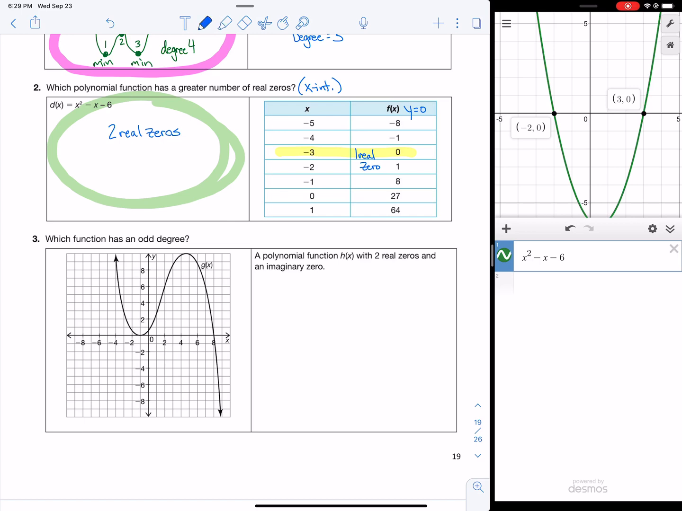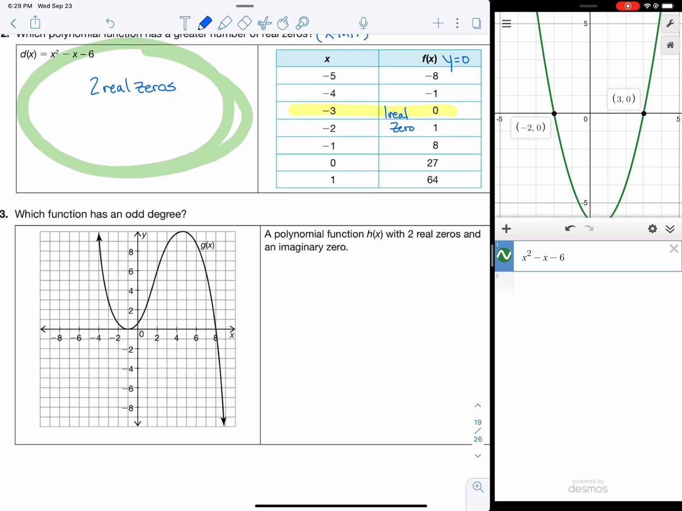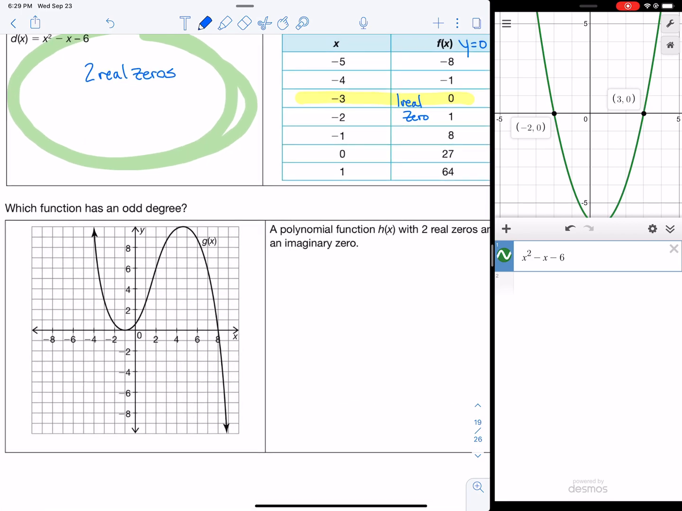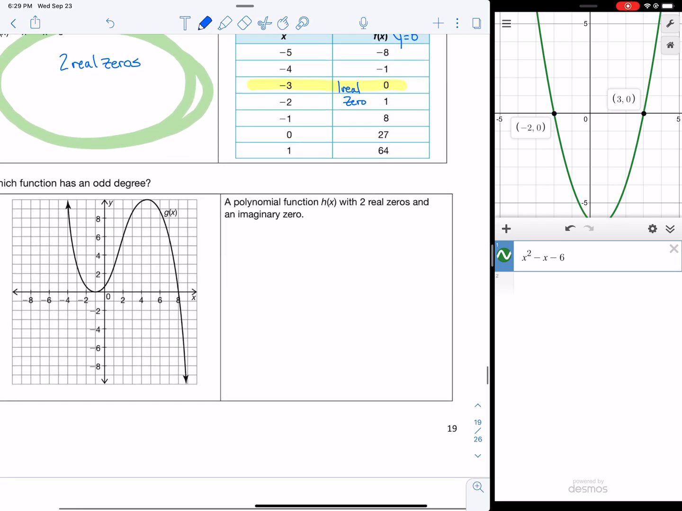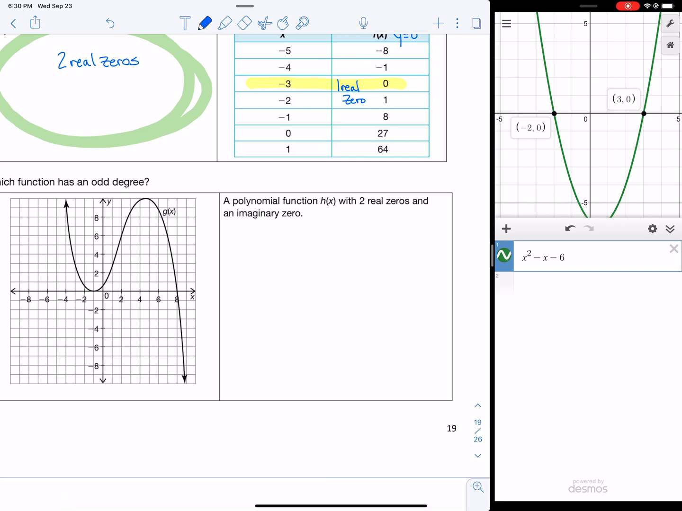Okay, then number 3 says, which function has an odd degree? So looking at the function on the left, it looks like it is a cubic function. So it would definitely be odd. But let's examine the second one. A polynomial function h of x with 2 real zeros and an imaginary 0. So that's a great example to look at.